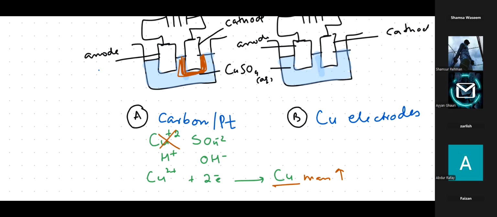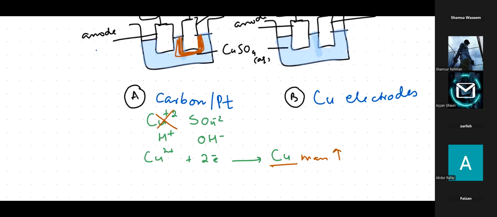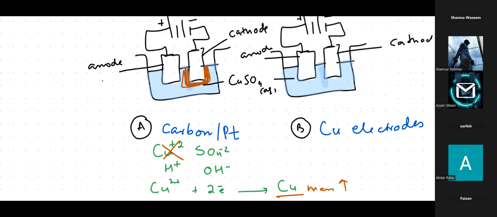What are we going to get at the anode? Now we are going to compare sulfate and hydroxide ions. Sulfate ions are polyatomic ions, difficult to oxidize. So hydroxide ions are going to give us oxygen plus 2H2O plus 4 electrons. What you will observe at the anode is bubbles of colorless gas. That's going to be oxygen, and the test for oxygen is a glowing splint, which relights. So bubbles of colorless gas at the anode.